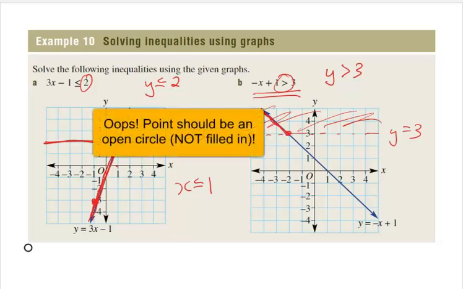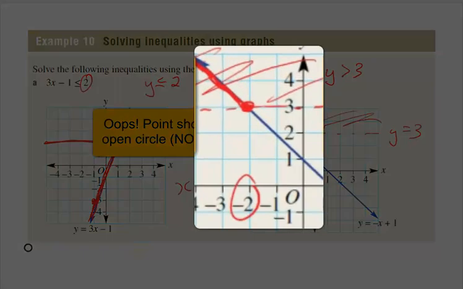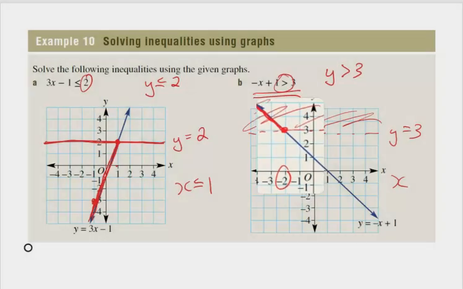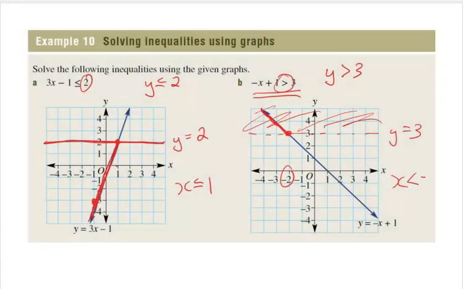And so that line, is it still greater than? Yeah, it's greater than. So that means that line happens to appear where x is -2. So that tells us that the solution for this is going to be x is less than -2. So anytime I put in something that's less than -2, that will be on that line if I use that equation.